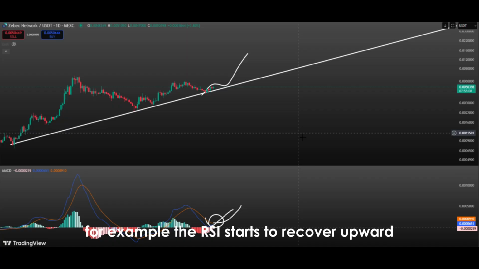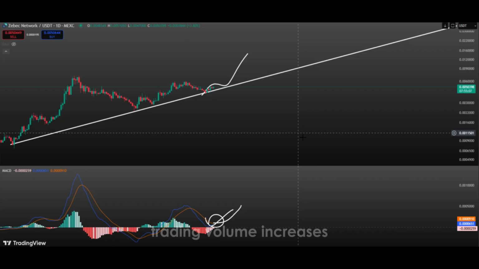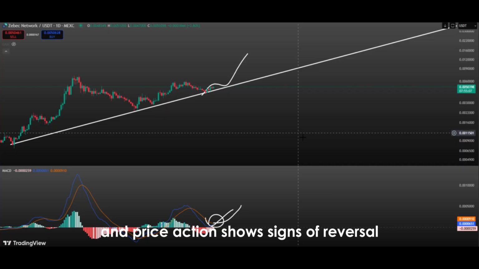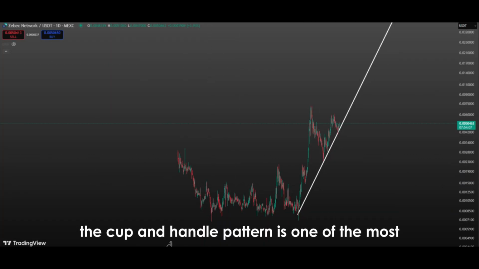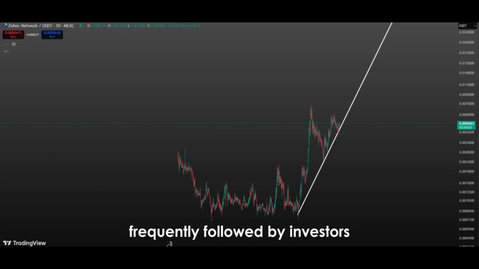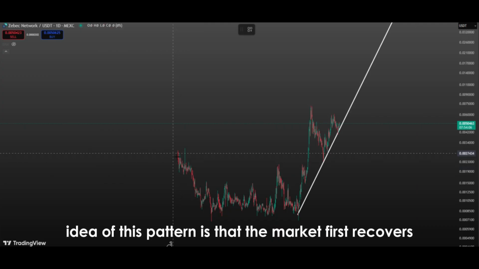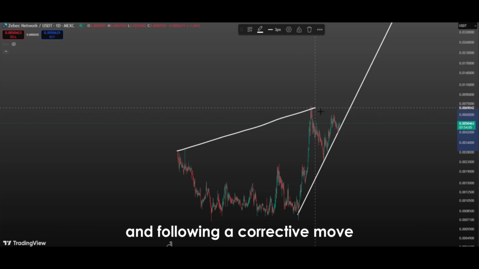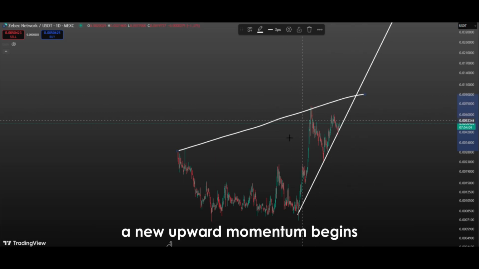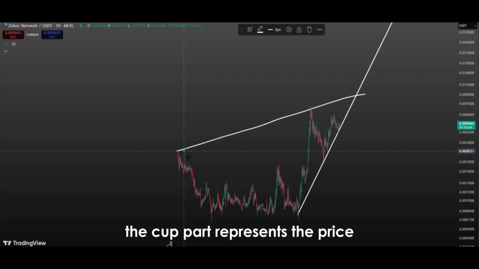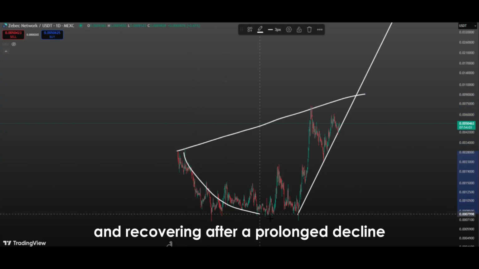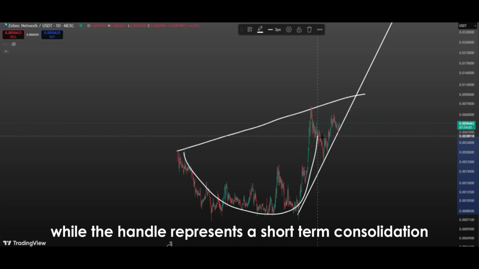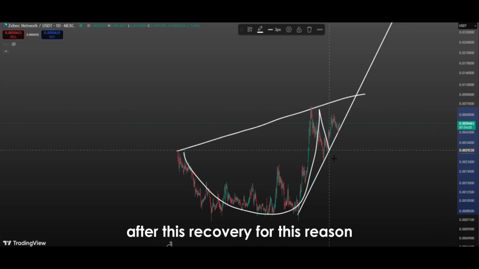For example, the RSI starts to recover upward, trading volume increases, and price action shows signs of reversal from the bottom. The cup and handle pattern is one of the most important and reliable structures frequently followed by investors in technical analysis. The main idea of this pattern is that the market first recovers from a bottom region formed over a long period of time, and following a corrective move, a new upward momentum begins. The cup part represents the price forming a base and recovering after a prolonged decline, while the handle represents a short-term consolidation after this recovery.